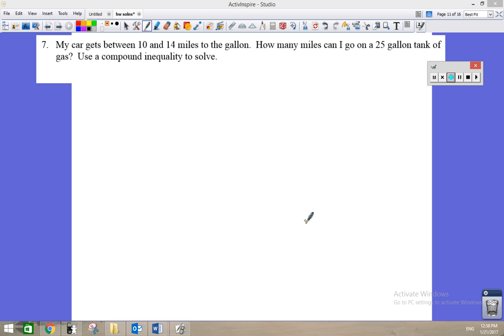All right, so let's take a look at this problem. We've got: my car gets between 10 and 14 miles to the gallon. How many miles can I go on a 25-gallon tank of gas? Let's use a compound inequality to solve.